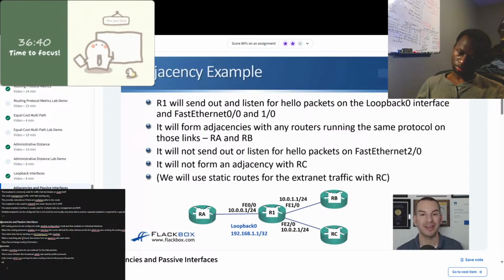But R1 will not send out or listen for hello packets on Fast 2/0 because we didn't enable the routing protocol on that interface. So it will not form an adjacency with RC. It's not going to be giving out any network information to RC. So in the example here where RC is a partner, we need to have connectivity to them, but we're not going to be giving them internal information. In that case, we could use static routes between us and them just to give very limited connectivity.